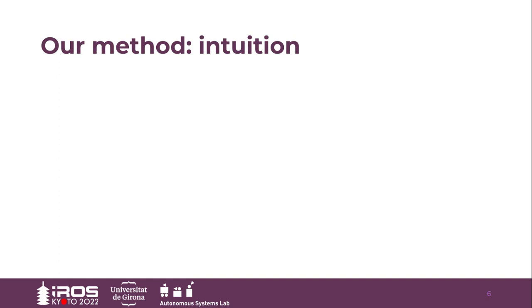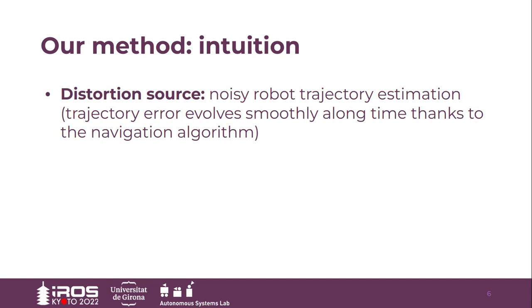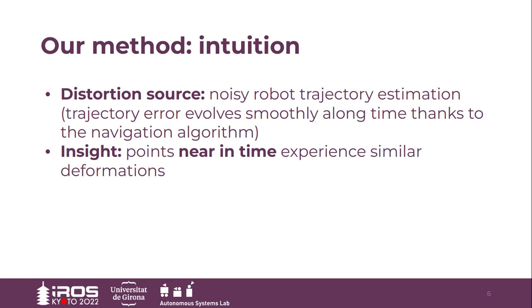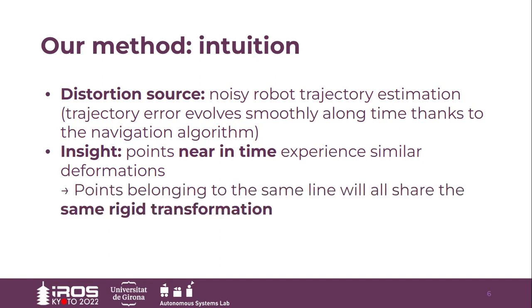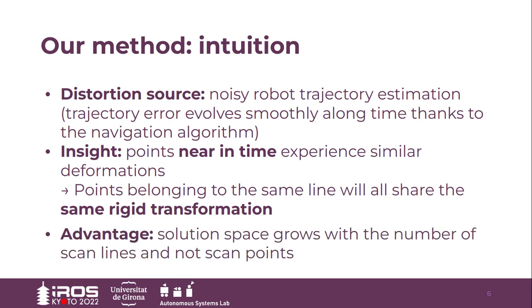In order to formulate our method, we drew inspiration from CPD. However, we realized that the distortion in our scans comes from noisy robot trajectory estimation, whose error evolves smoothly in time thanks to the navigation algorithm. Therefore, in our case, it is points near in time and not necessarily in space that experience similar deformations. As a consequence, all the points belonging to the same line will share the same rigid transformation because they were all acquired simultaneously. This implies that the dimensionality of our solution space will be proportional to the number of scan lines, which is 2 or 3 orders of magnitude smaller than the number of scan points.